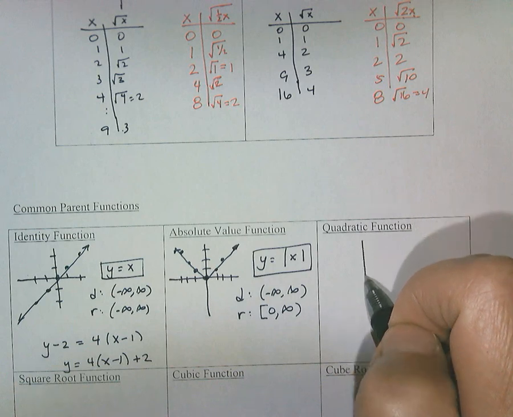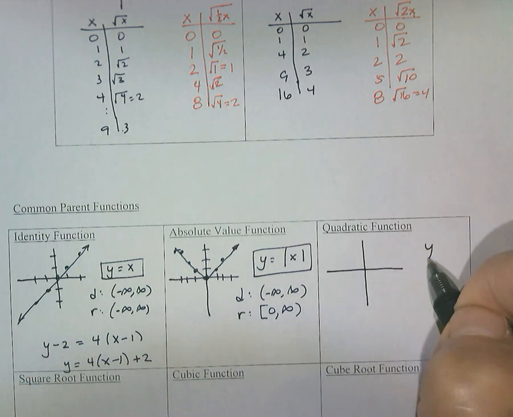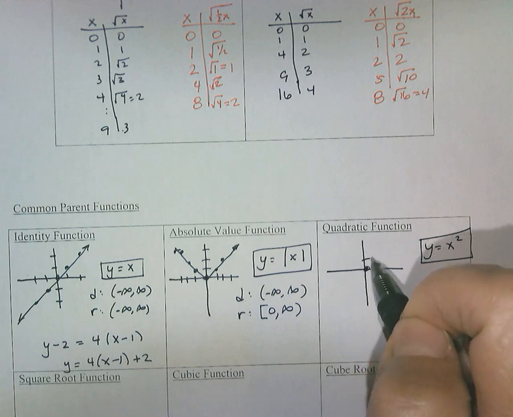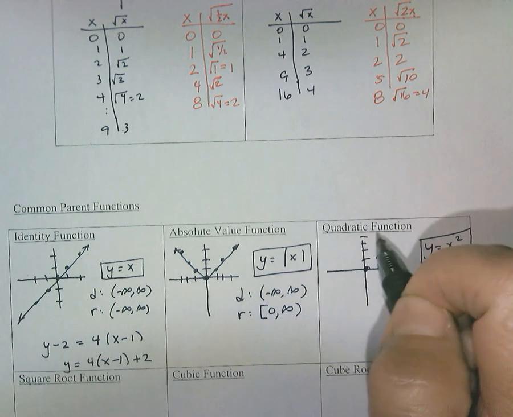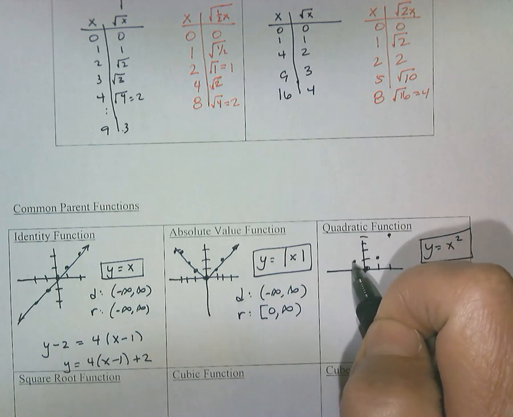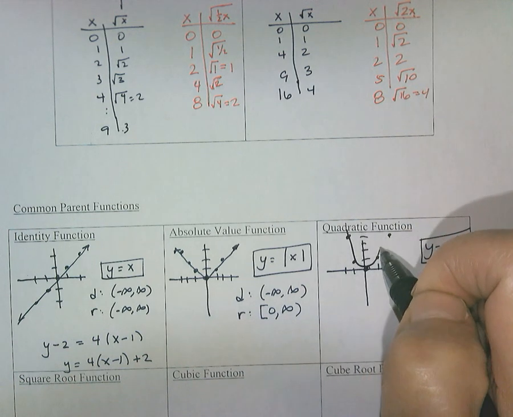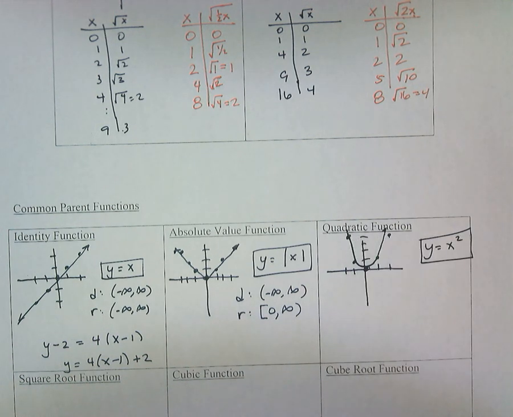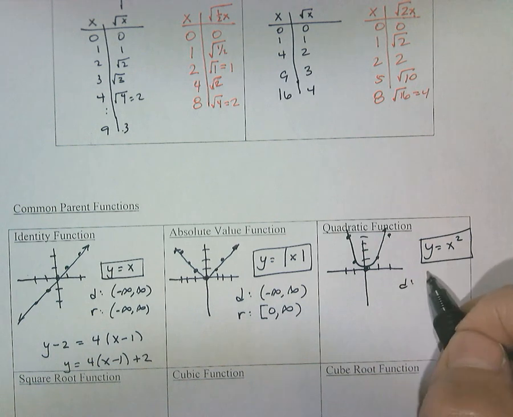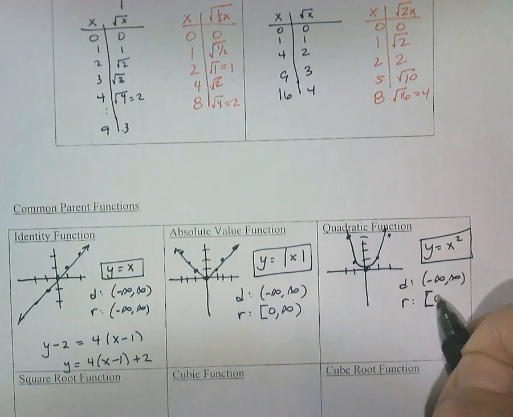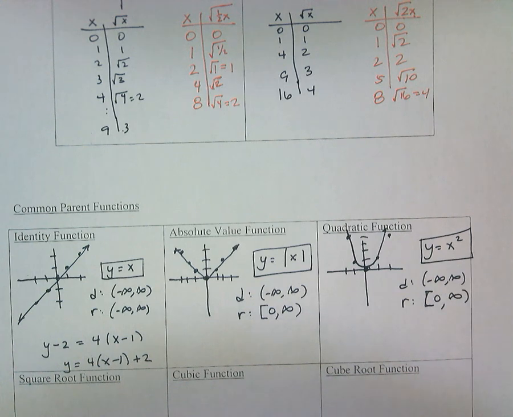Quadratic function. So y equals x squared. 0, 0, 1, 1, 2, 4. It's symmetric along the y-axis. So it looks like that. So just like the absolute value, my domain is all real numbers, and my range includes 0 and goes towards infinity.